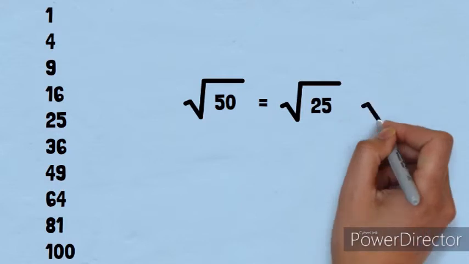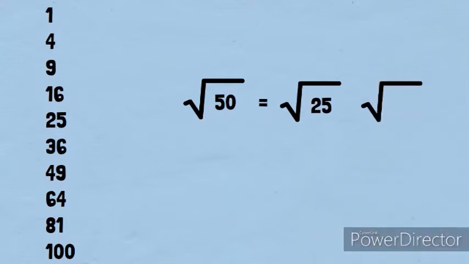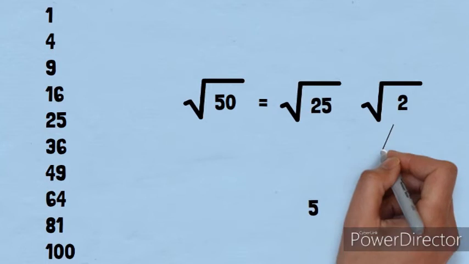The square root of 25 is 5. So we bring down the 5 in place of square root of 25, and then we bring down the square root of 2. Our answer is 5 square root 2.